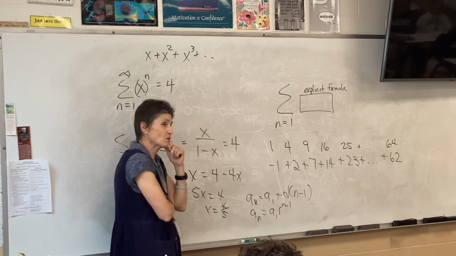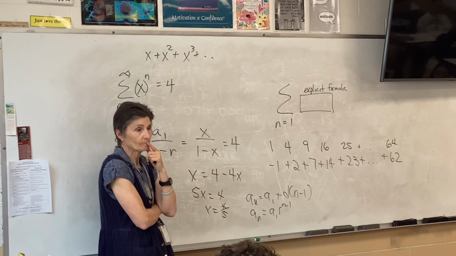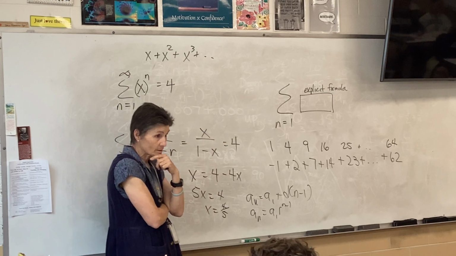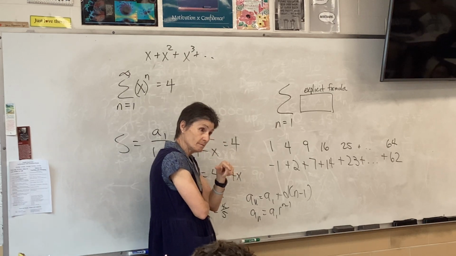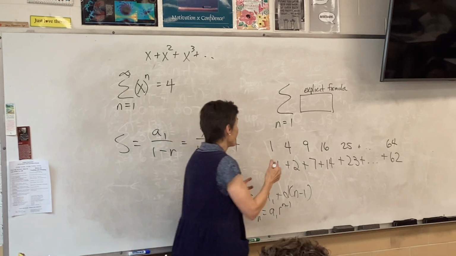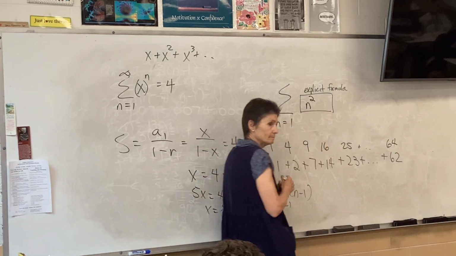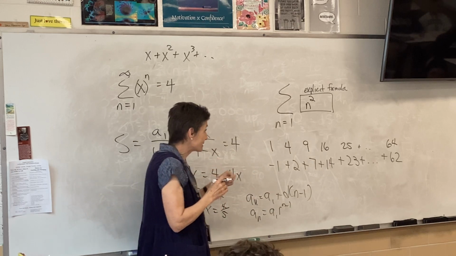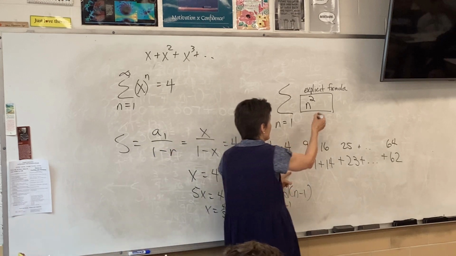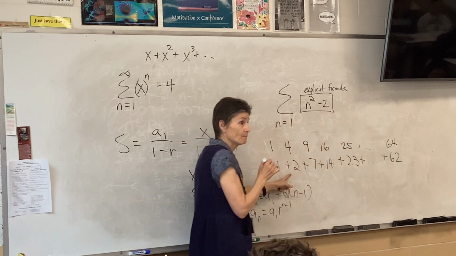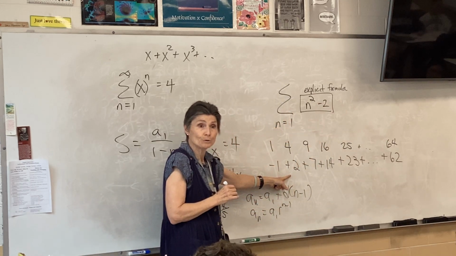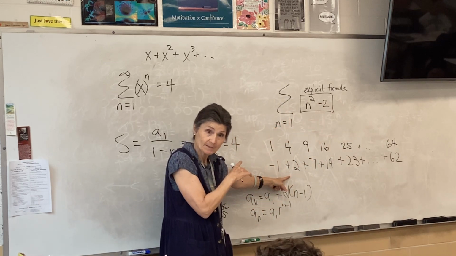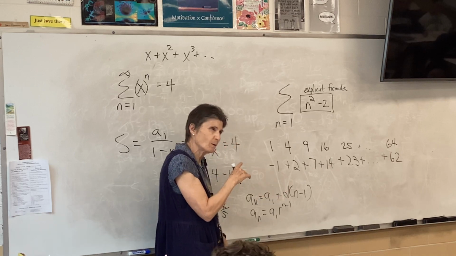Now, what's special about those? They're the squares. So the explicit formula for the squares is n squared: 1 squared, 2 squared, 3 squared. But I have to then subtract 2 in order to get the numbers that I actually had to start with. I think we looked at one of these the other day.